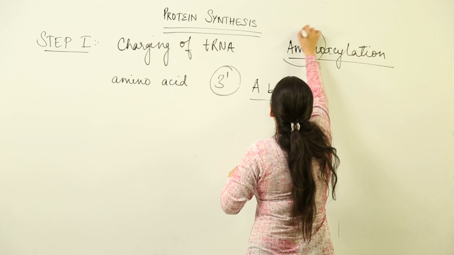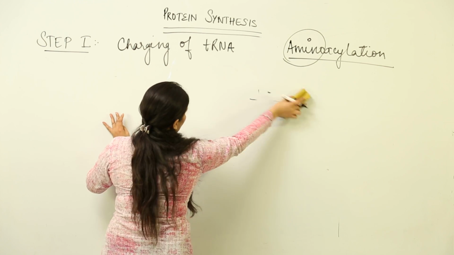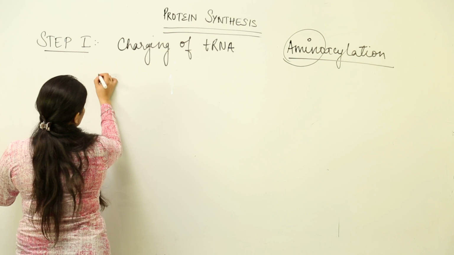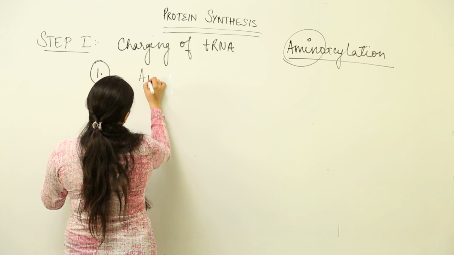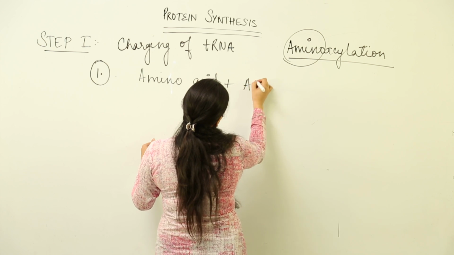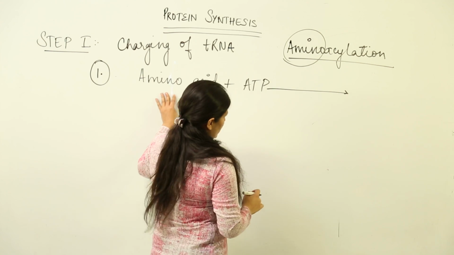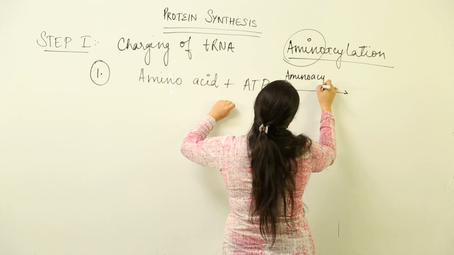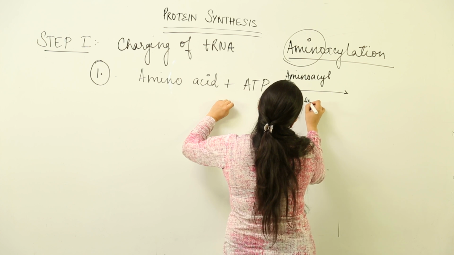Amino is taken from the word amino acid. What is this acylation about? Now, this charging of tRNA and what this acylation is, you will get to know when you understand the process in 2 steps. The first step involves the binding of amino acid with ATP, in the presence of a highly specific enzyme known as aminoacyl tRNA synthetase.